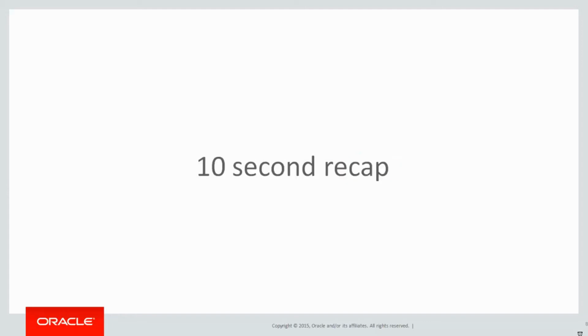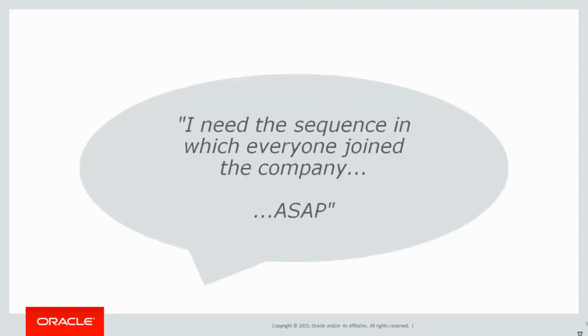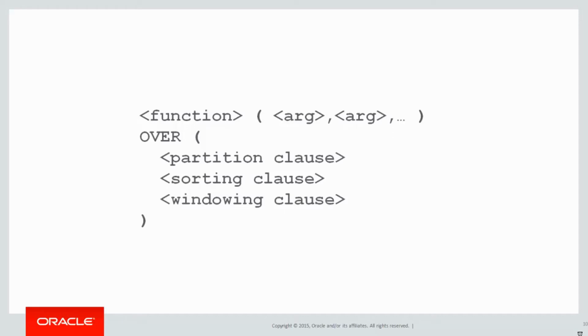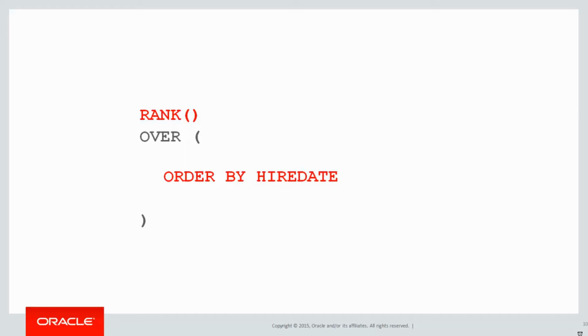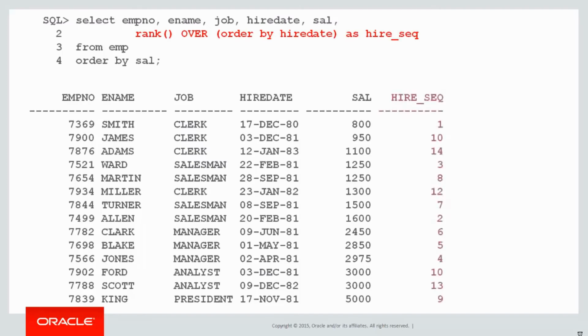Let's do a 10-second recap of the previous session. We were given the requirement, I need the sequence in which everyone joined the company, obviously as soon as possible. So this was our analytic function template. What we did was we knew we had to do a ranking function. We weren't going to carve the data up, so we didn't need the partition clause. We needed to rank it by the order in which they were hired, and we didn't need a windowing clause because we weren't looking across any boundaries of rows. So we used our function and very quickly came up with a lovely solution to give the hiring sequence.